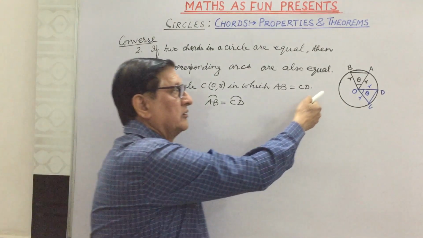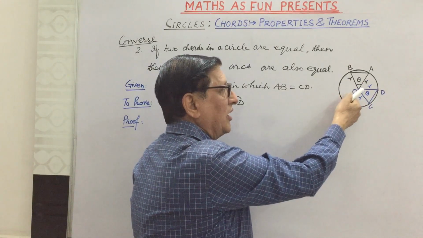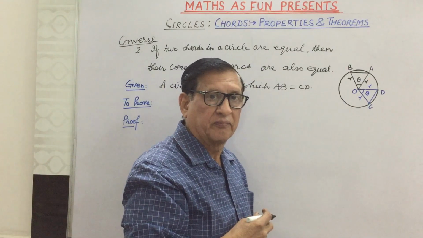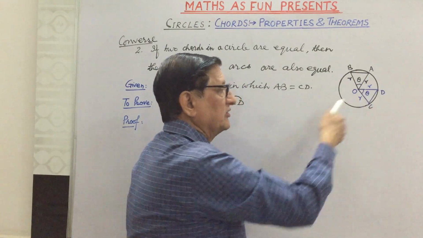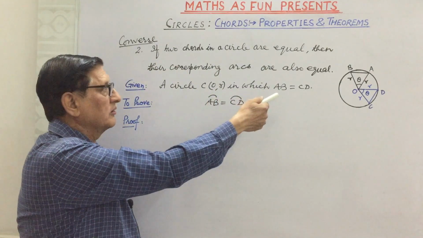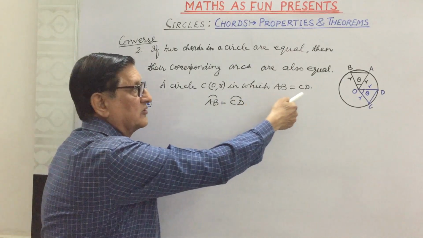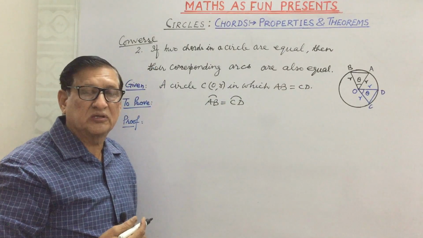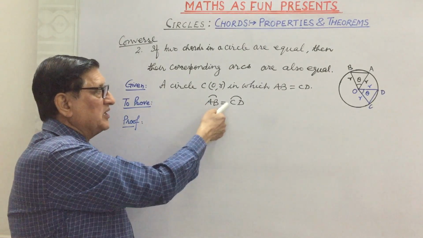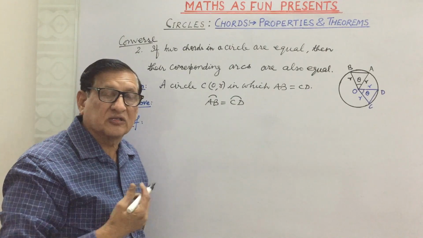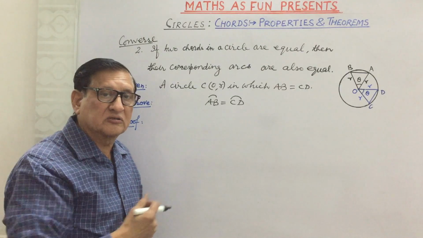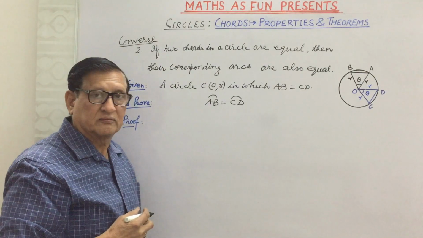The diagram here, a circle C(O, r), O means the center of it, r means the radius of it. Two chords AB and CD are given to us. So we are writing given a circle C(O, r) in which AB is equal to CD, that is chords AB and CD are equal. To prove arc AB is equal to arc CD, that is what we have to prove. And there is no particular construction required in this also, so we go for the proof.